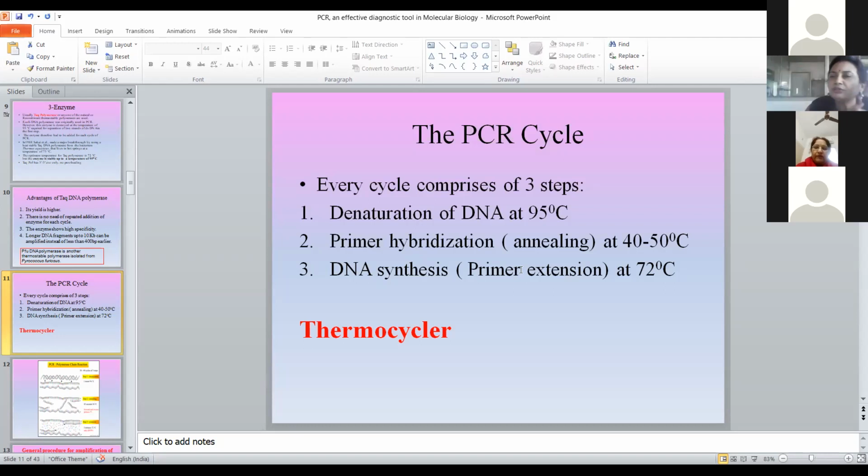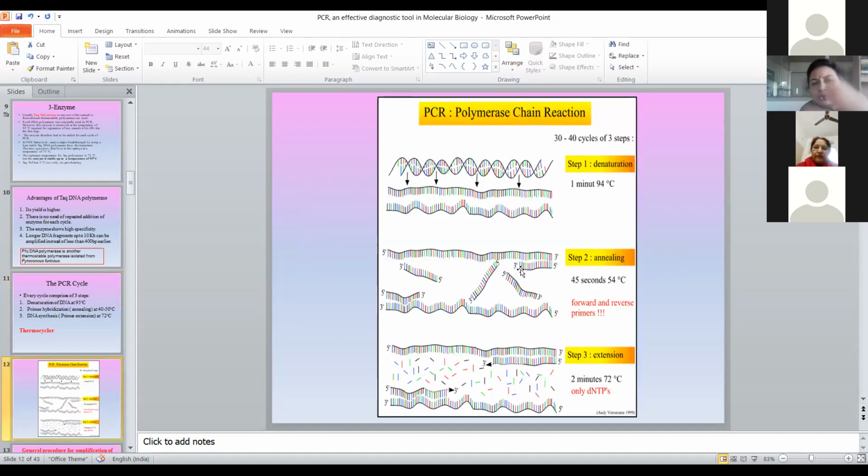Okay, so all the 3 steps of PCR cycle have different temperatures. Step 1, DNA denaturation, where the double-stranded DNA is converted into single-stranded, the 2 strands of DNA are separated. That is DNA denaturation at 95 degrees. Number 2, annealing of primer, 40 to 50 degrees Celsius. Number 3, polymerization or synthesis of new DNA strand, also called primer extension, done at 72 degrees Celsius. And this is done in a machine called a thermocycler. Okay, so this is the basic diagram, you can say.